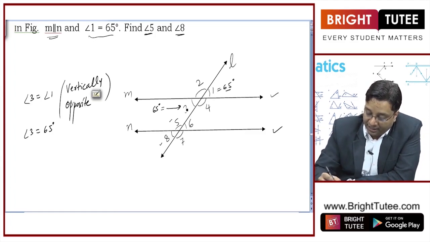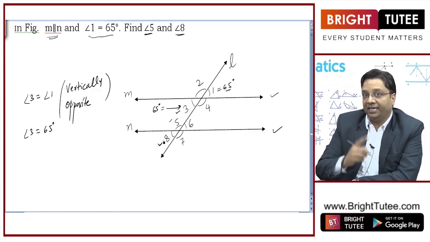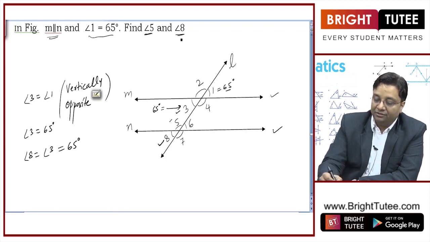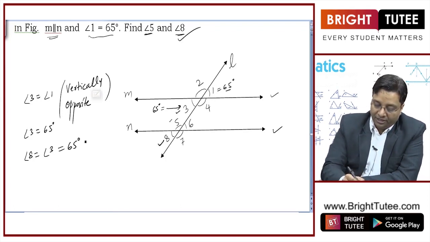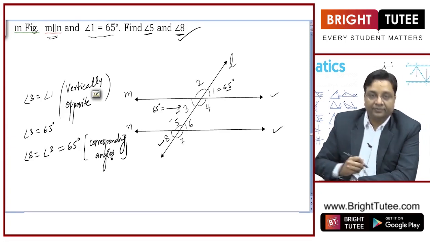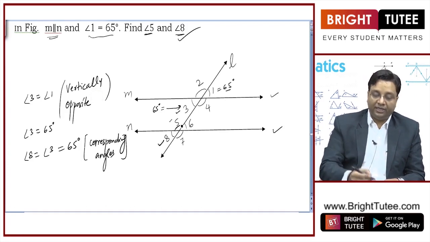Now let us look at this. Angle 3 and angle 8. Angle 3 and angle 8 are corresponding angles. So angle 8 is going to be equal to angle 3, that is 65 degrees. This is one part of our answer, and the reason is corresponding angles. Now that I have got angle 8, angle 5 is just the linear pair of angle 8.